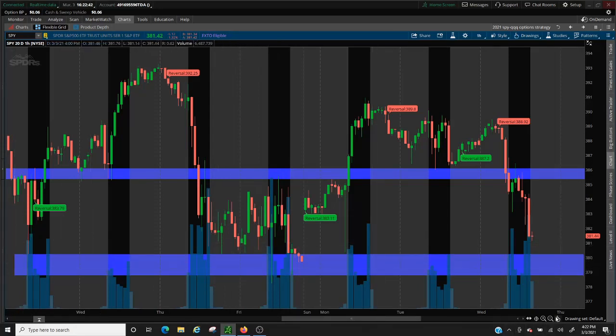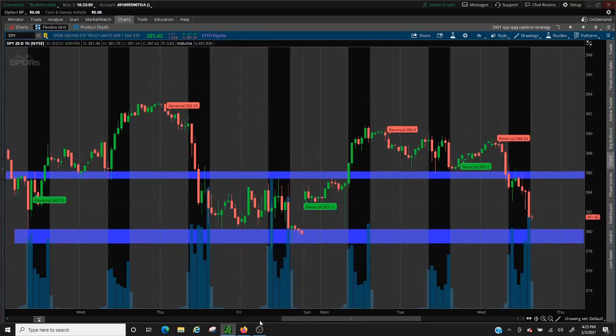Okay, so it could go down to that area because we see that in the past the price came down to that area and it bounced. It came down to that area and it bounced, again and again. And this time it almost hit that area before it bounced up.